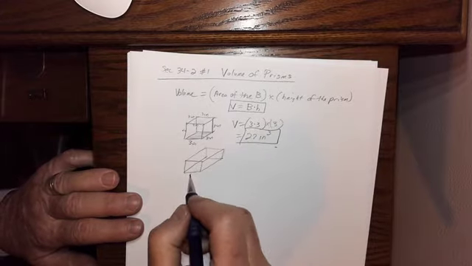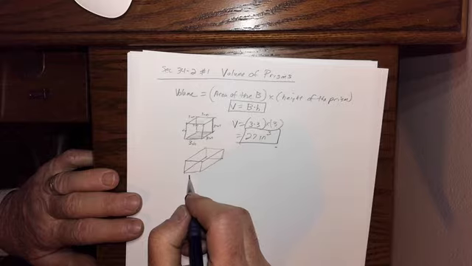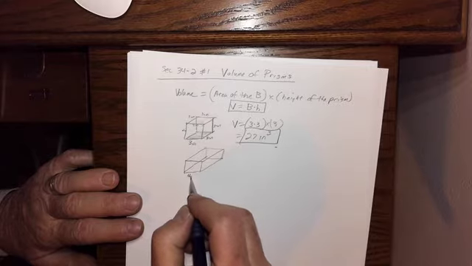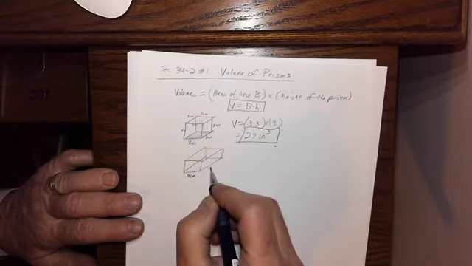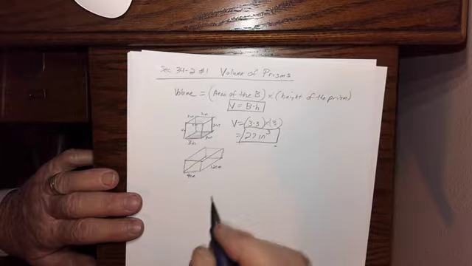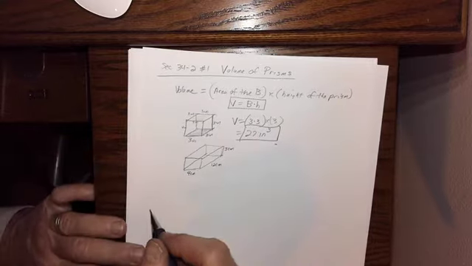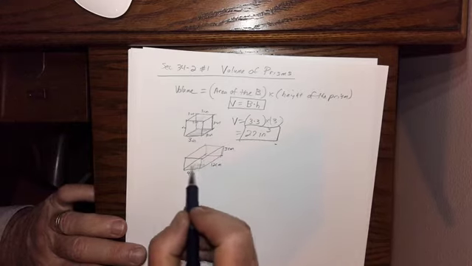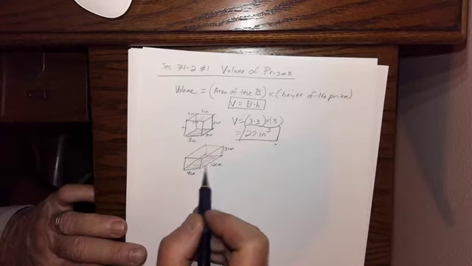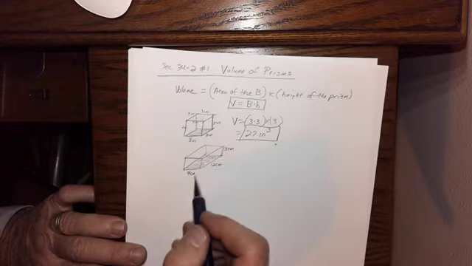Let's say this is 4 centimeters, this is 12 centimeters, and the height here is 3 centimeters. Okay, so again, if I look at my base, that's the bottom, it's 4 by 12.